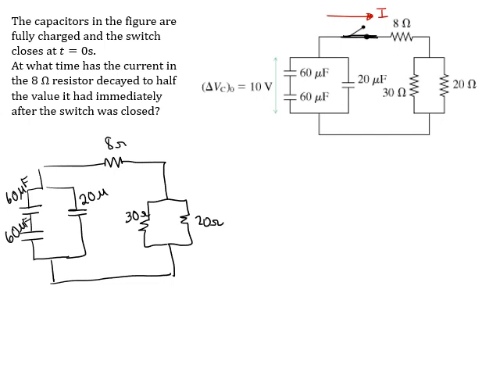This is 8 ohms. So let's think about the things we can find equivalencies for. I'm going to do resistors first. So the 20 and the 30 are in parallel because they're connected top to top, bottom to bottom.